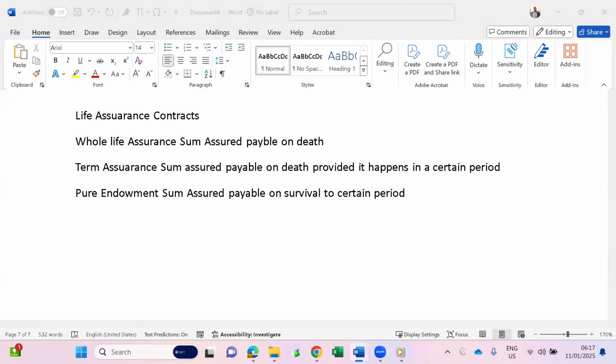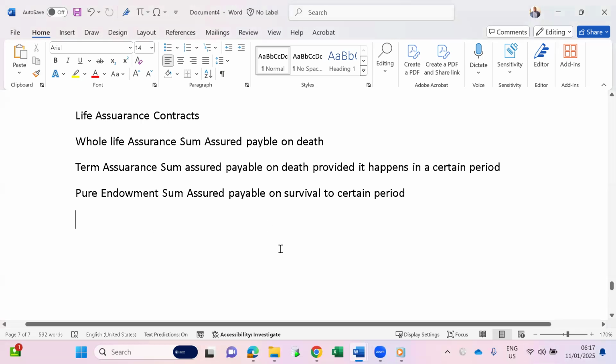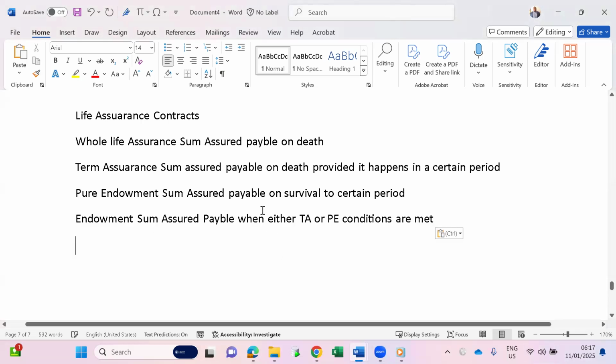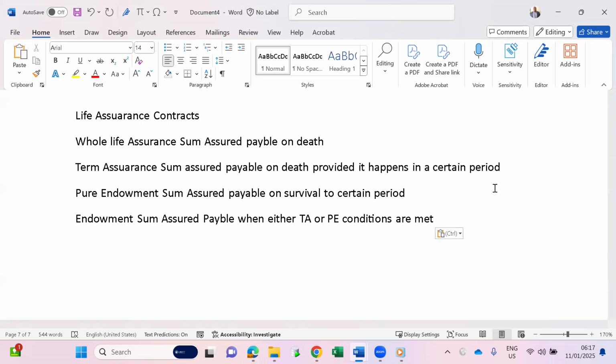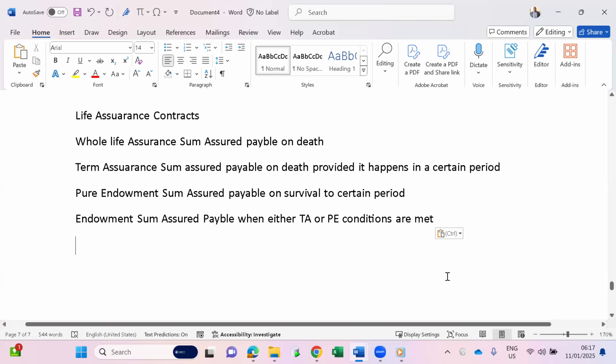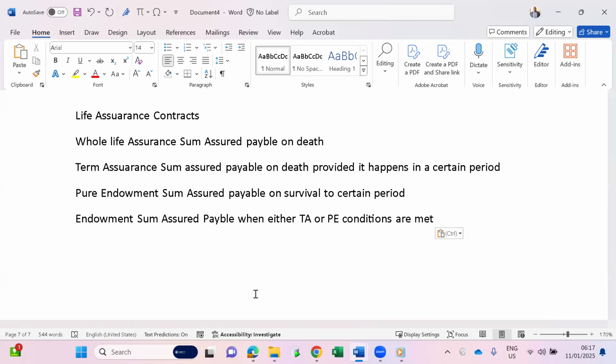an endowment is a combination of a term assurance and a pure endowment. So if you die within the 5 years, you get something. If you live up to the 5 years, you get something. Then you also have something called a deferred assurance, where the insurance kicks in, say, after a certain year, 3 years or so. So that's deferred.